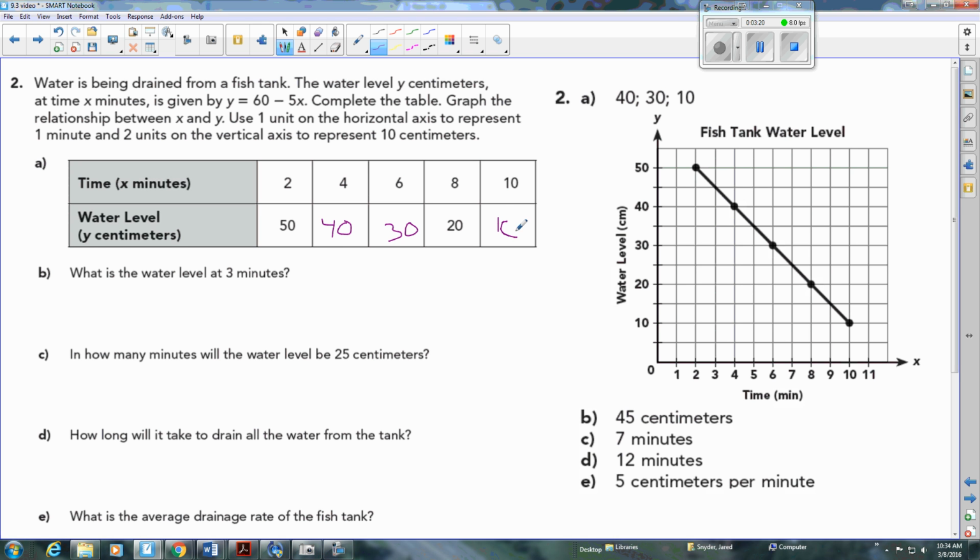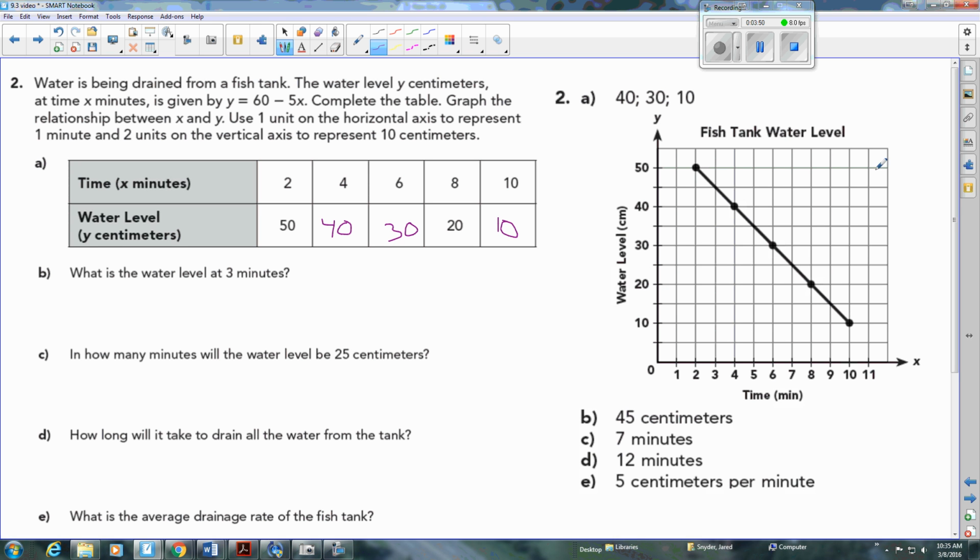You would then graph those, and they tell you exactly how to set it up: use 1 unit on the horizontal axis to represent minutes. So we go minutes on the bottom, and 2 units on the vertical axis to represent 10 centimeters. So you're going to skip count by tens, but you're going to use every 2 units.